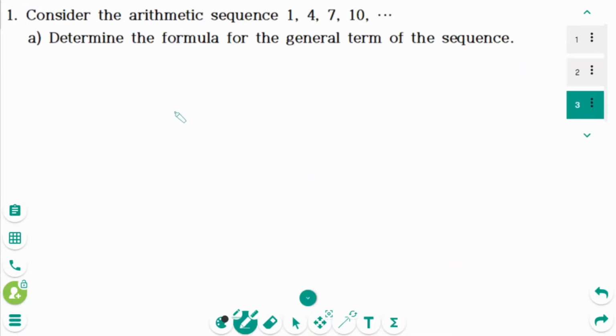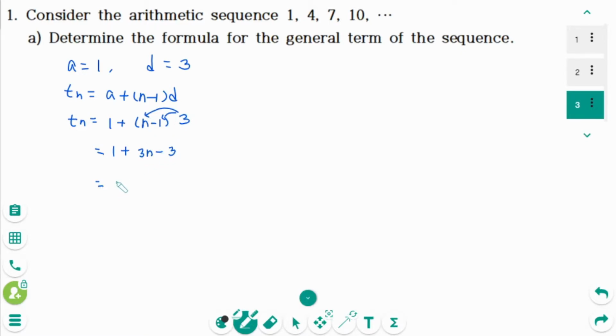Number 1a, the first term equals 1. The common difference equals 3. The general term tn equals a plus n minus 1 times d. Then tn equals 1 plus n minus 1 times 3, which is 1 plus 3n minus 3. Then 3n minus 2. Then the general term tn equals 3n minus 2.